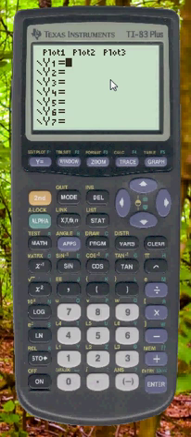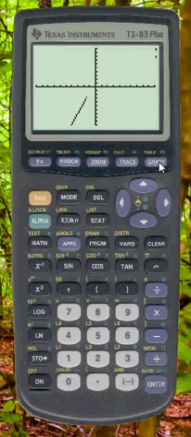I would hit 3, and then this button up here with the x on it, and then the plus sign and the 2. And if I wanted to view this graph, I would press the graph button. And there you have your line. Notice it has a positive slope. As you look at it from left to right, it goes uphill. If it went downhill, that would be a negative slope.